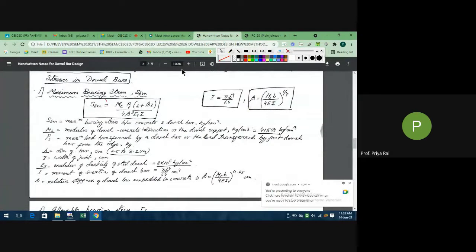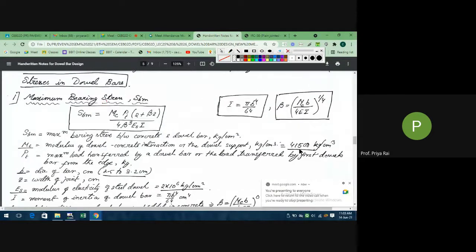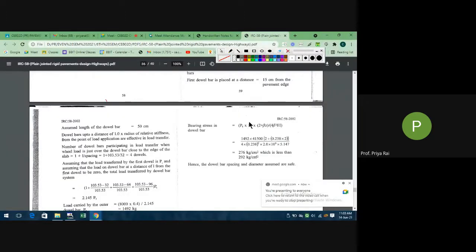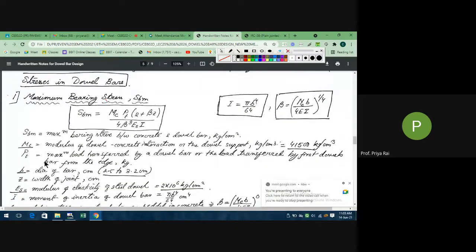In many problems they will not give you the MC value. Instead, you have to assume this value, which is 41500. In IRC, instead of MC it is denoted by K. K value is 41500.